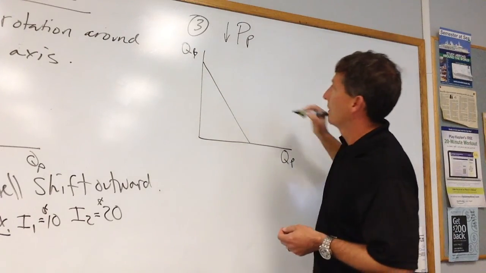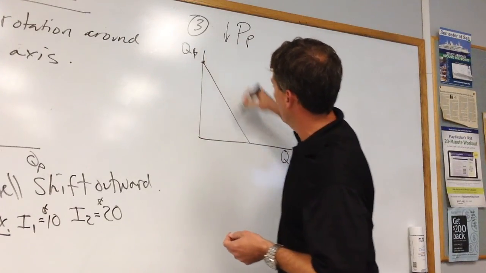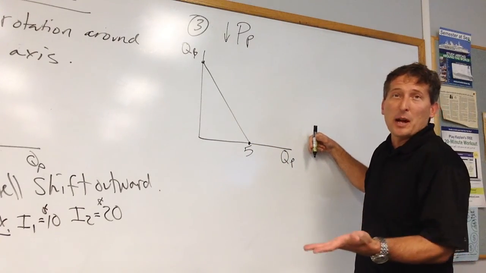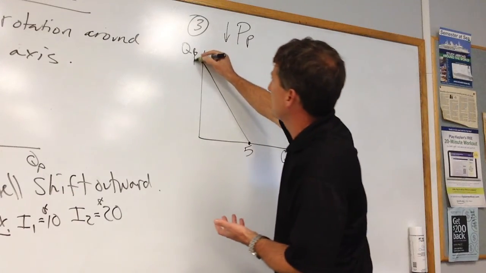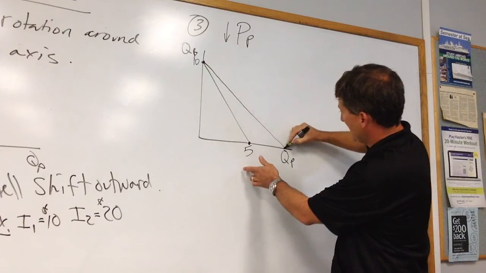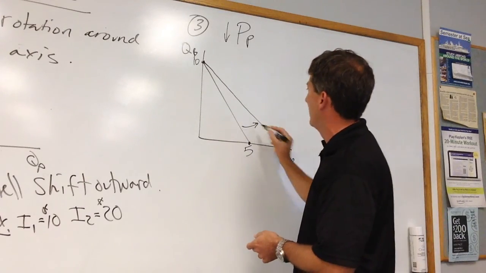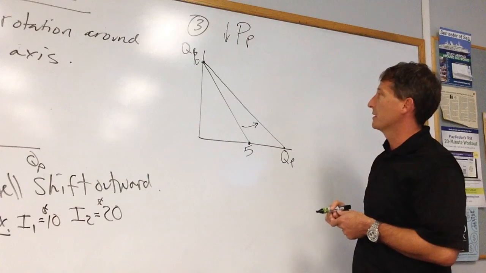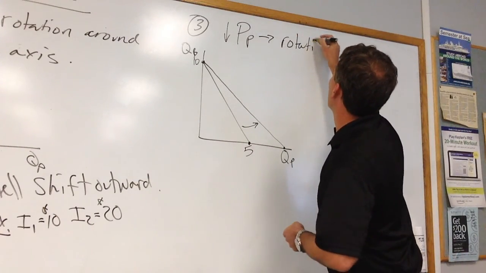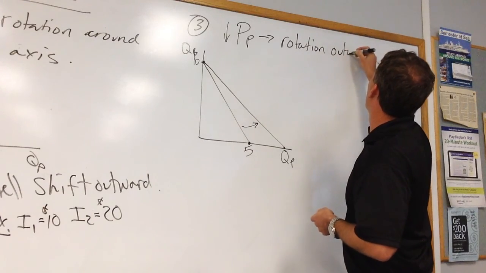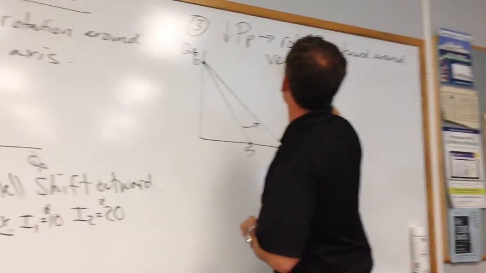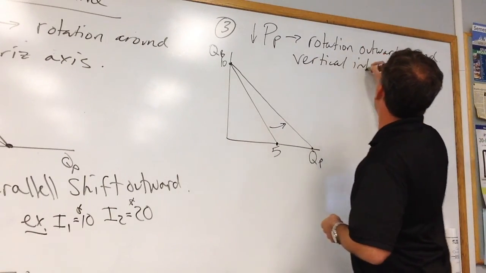Rotation on the vertical axis. Good. Rotation around the vertical axis, right? So we used to have 5. Now pizza's cheaper. Maybe it dropped to $1, just for example, if this was at 10. That would allow us to buy double the amount of pizza. I can't have any more beer, but I can have double the amount of pizza now. So it rotates outward this way, rotation outward around the vertical intercept.